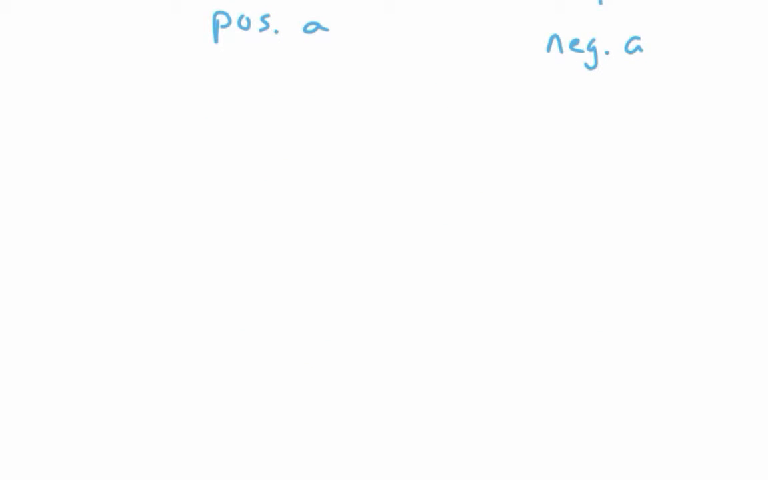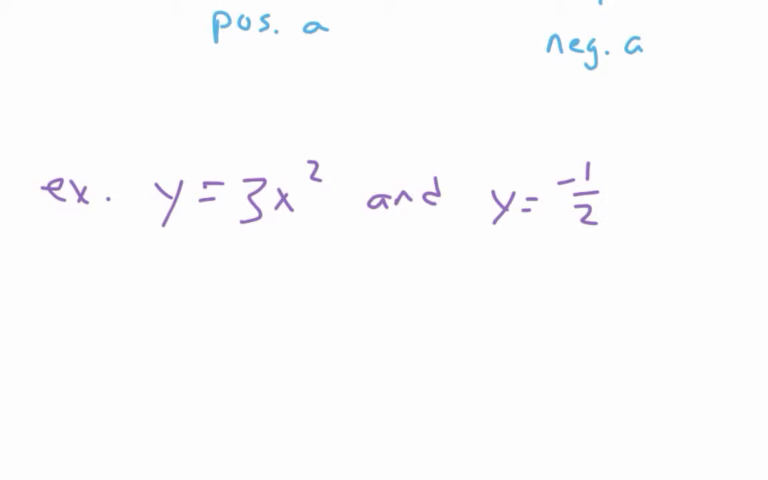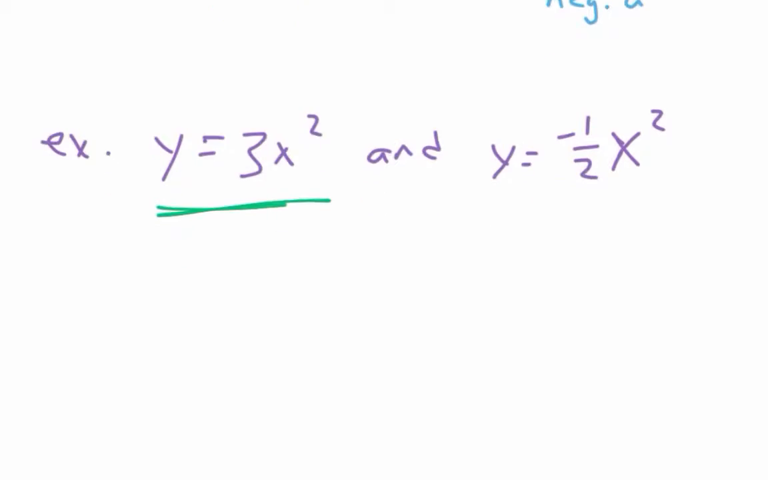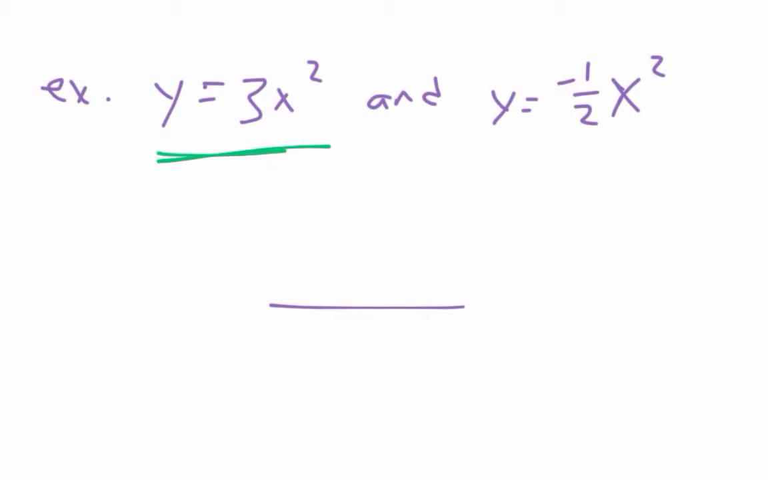So to try to apply this stuff, I'm going to give you 2 equations. We have y equals 3x squared and a separate equation, y equals negative 1/2 x squared. So this is the application. How well do you know the stuff from up above? If I were to have a graph of y equals 3x squared, what can you tell me about it?